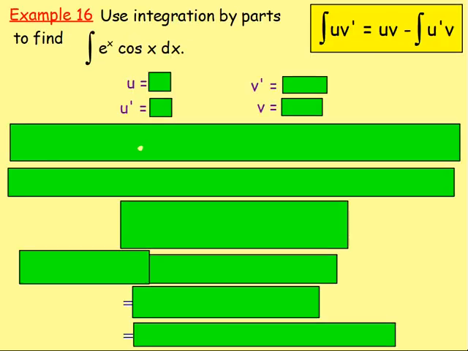Last example with integration by parts. Use integration by parts to find the integral of e to the power of x cos x dx. Once again, you use integration by parts when you have a product. Perfect, when you have a product.